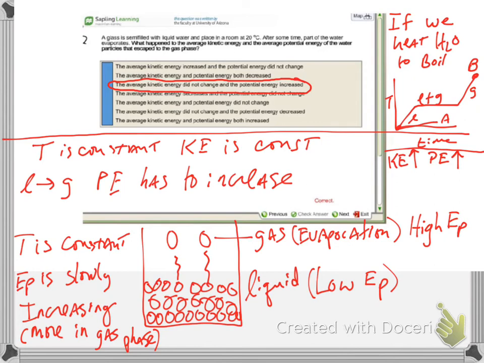So in evaporation at constant temperature, the kinetic energy doesn't change, but heating a liquid up to a hot gas, kinetic energy does increase. So you want to make sure you feel comfortable with both of these arguments. It's different than evaporation because of the change in temperatures involved, but overall the potential energy is the same.